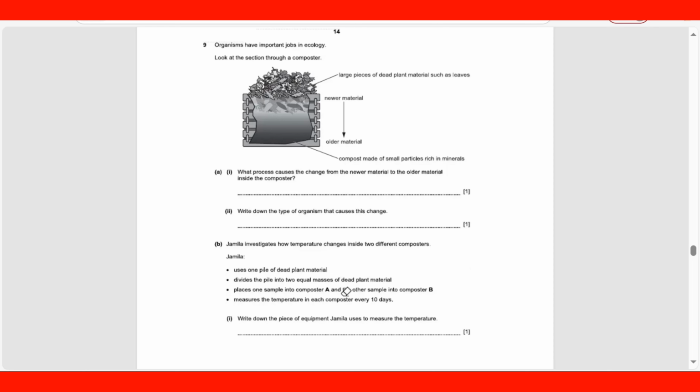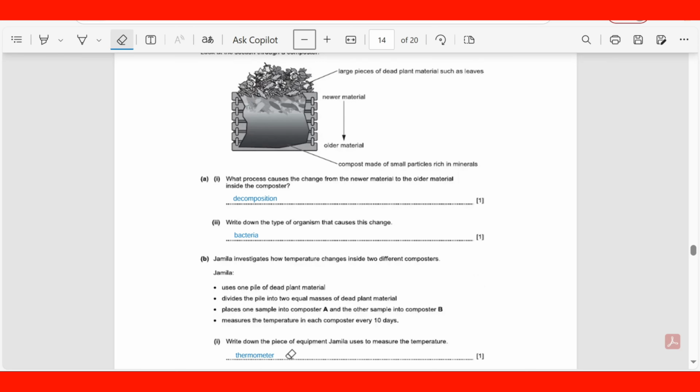Measure temperature in each composter every 10 days. Part 1. Write down the piece of equipment Jamila uses to measure temperature. Okay, let's check out the answer, guys. So it's thermometer. Let's move on.